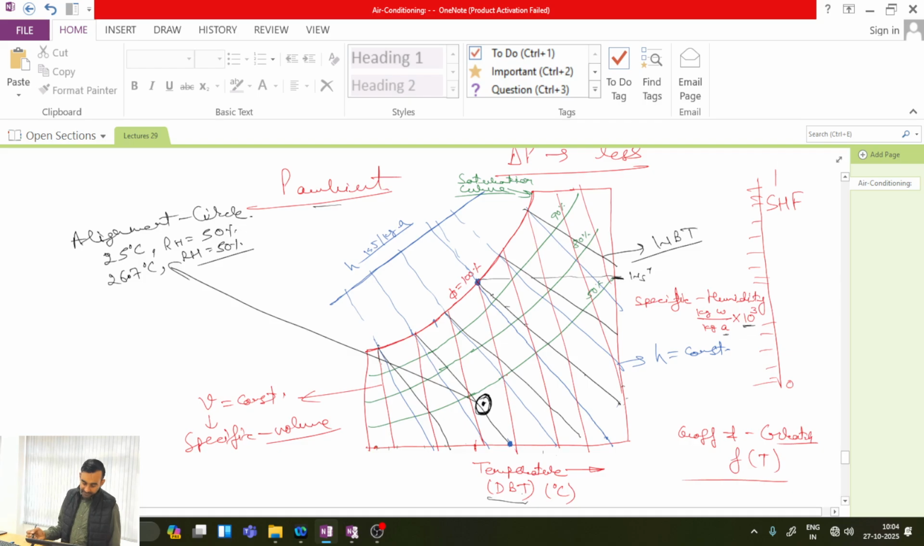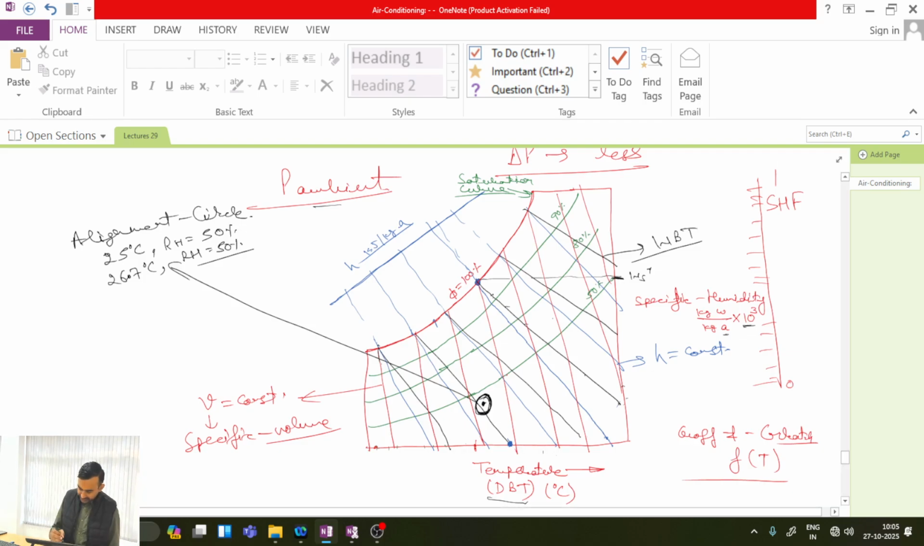If we look at the curved lines, the top curved line I have written as phi equal to 100%. Here phi denotes relative humidity, so this line has relative humidity 100%. It corresponds to the saturated state of the moist air, and below this the other curved lines represent different values of relative humidity. Then the black colored inclined lines represent the constant wet bulb temperature lines.